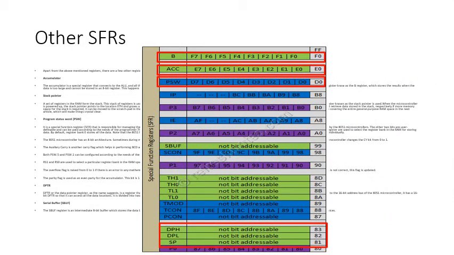Apart from the above mentioned registers, there are a few other registers which help the 8051 microcontroller. They are the accumulator, stack pointer, program status word, data pointer, and serial buffer. We have discussed the functionality of these special function registers while discussing the architecture of the 8051.